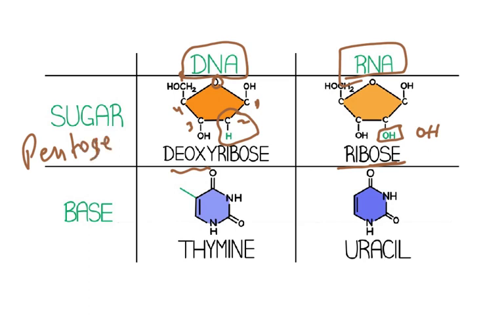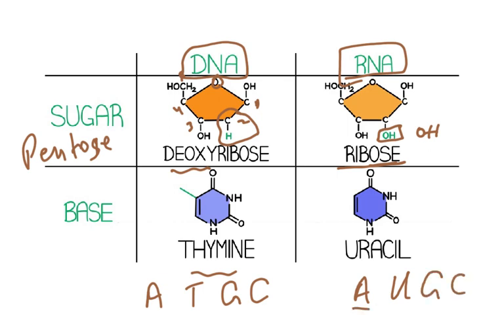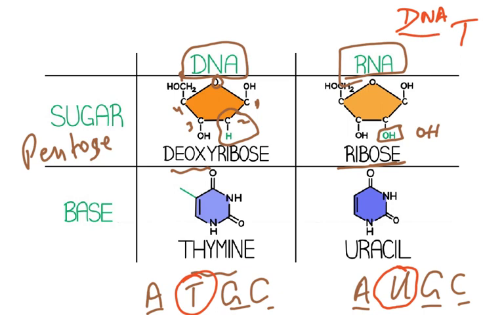Then the bases: in DNA, we have adenine, thymine, guanine, and cytosine. In RNA, we have adenine and uracil, so there is no thymine. But A, G, and C are common to both. The only difference is thymine and uracil. So whenever you see a T, it has to be DNA, it can't be RNA. Just now somebody asked me a question on WhatsApp, and I saw how he was getting it all wrong, looking at thymine and saying this is an RNA molecule.